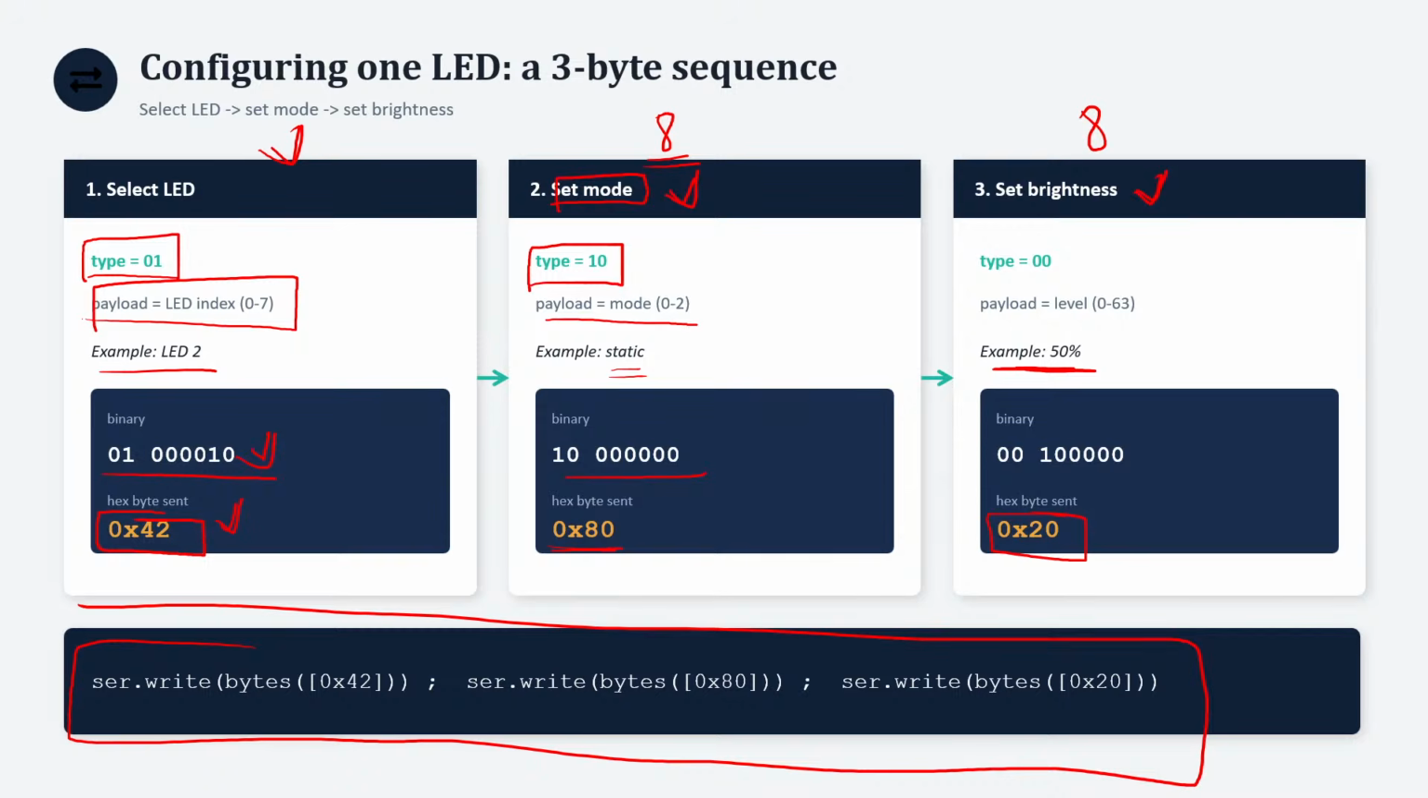So if you want to select a particular LED, you send a byte of data. If you want to configure a mode, you send a byte of data. If you want to select the brightness, you send a byte of data. Whatever configuration you want to do, you are going to send that many bytes of data. So this is what I'm going to send.